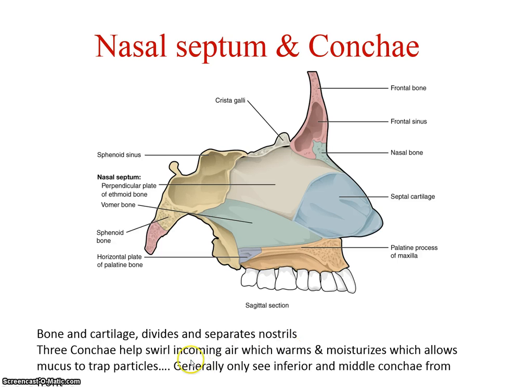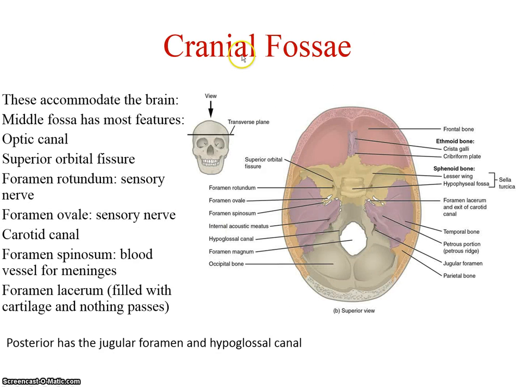I said generally from the front you only see the inferior and middle conchae. All right. Cranial fossae. So I mentioned this in lab yesterday. Fossae are depressions, and depressions, of course, to accommodate something here. It's the brain, right? So the middle fossae has the most features, all right, and lots of foramen in here.